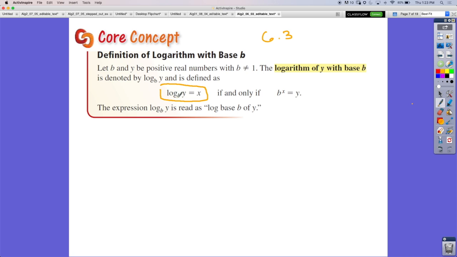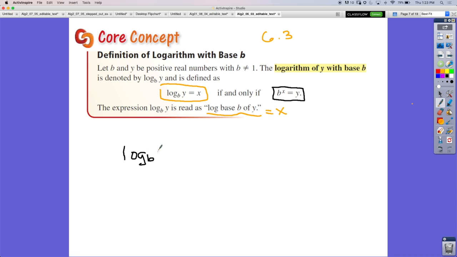So here's how you say it. Log base b of y equals x. So everyone say that. Log base b of y equals x. And this is how you're going to convert it. I'm going to show you a little trick to this. So I'm going to write it here.